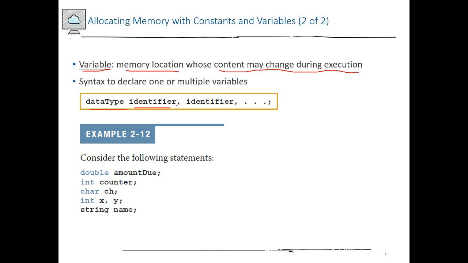You set your identifier, and identifiers can be separated by comma, and you can have as many identifiers as you want, and it ends with a semicolon. The statement ends with a semicolon. So let's look at the examples here. Double amountDue. See the camel case right there? That's amount and due with a capital D. That's called camel case. Integer counter, straightforward, no problem. Character ch, but here two variables are declared on the same line, in the same statement. Okay, string name.